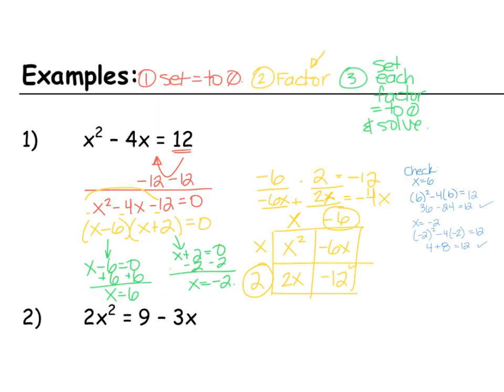Okay, so if we check in on the 6, we can see that 6 squared minus 4 times 6 is 12. And if I check in on the negative 2, I see that negative 2 squared is 4. Minus 4 times negative 2 is 8, and 4 plus 8 is 12. So both of my solutions make the equation true.